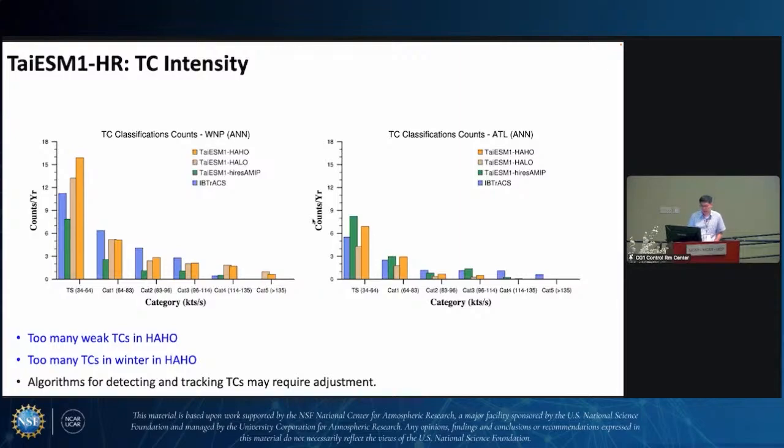And for the TC intensity in the hires-low simulation, we create lots of weak TC in both the Northwestern Pacific and the Atlantic basin. In the strong TC, the number is very comparable to the halo simulations. So we have too many weak TC in halo and also too many TCs in winter. It implies that the algorithm for detecting and tracking TCs may require adjustment, not related to the dynamics itself.